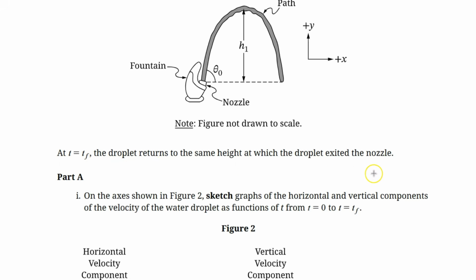Part A. On the axes shown in figure 2, sketch the graphs of the horizontal and vertical components of the velocity of the water droplet as functions of t from t equals 0 to t equals t final.